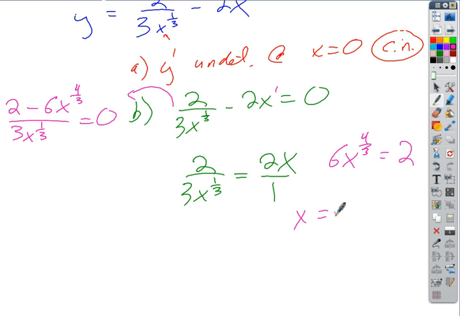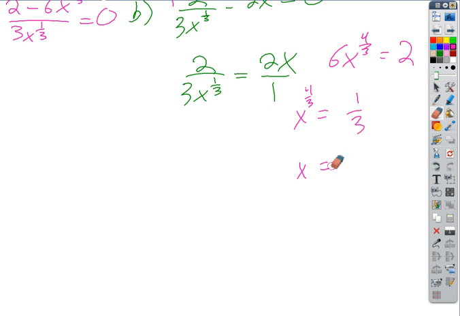This is a little tricky. If X to the 4/3, you have to think about this now. Think what this means. X to the 4/3 equals 1/3. If I were to write this as a radical, x to the 4/3, isn't that the same thing as saying the cube root of x to the 4th? Right? Okay. So if I cube both sides, that's okay. That's going to give me x to the 4th equals 1/27.